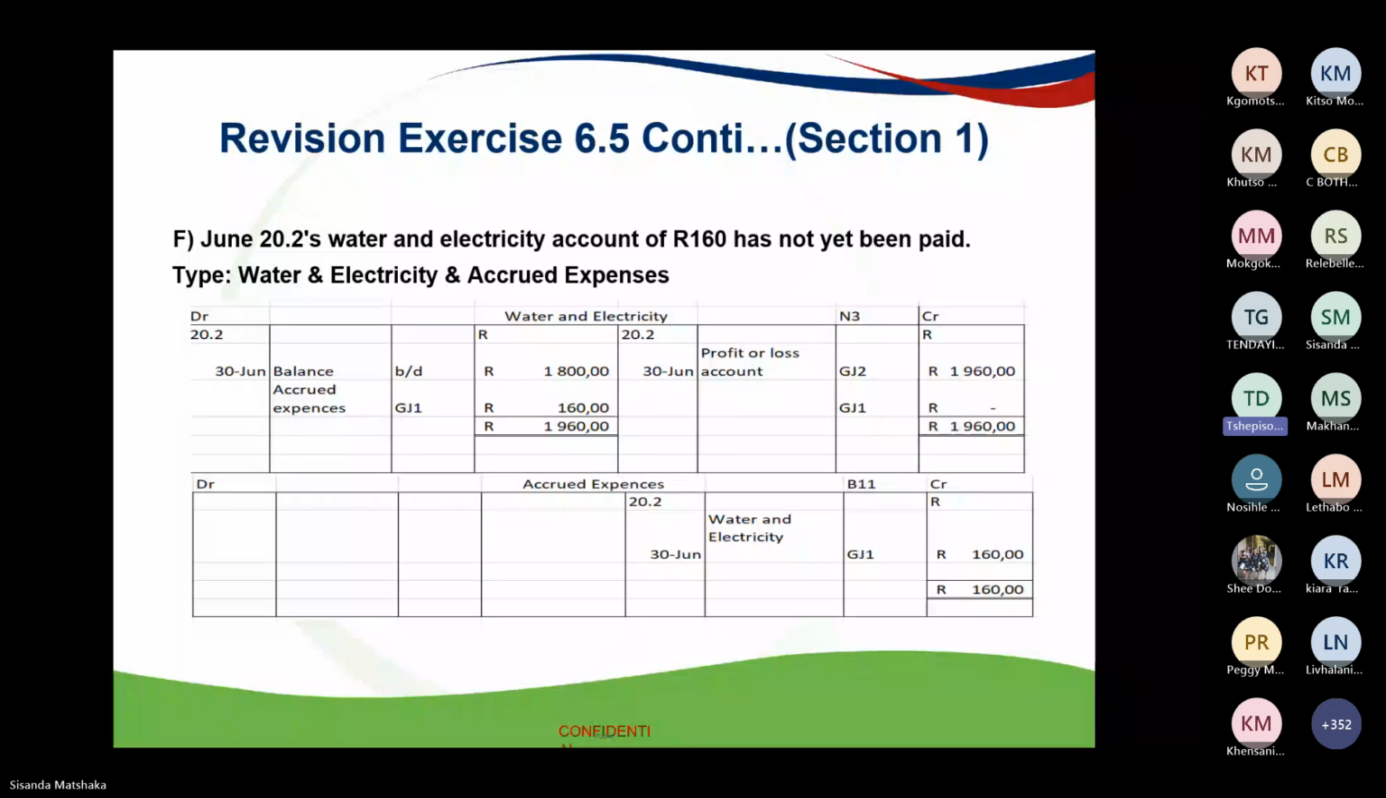So you will then debit your water and electricity account, which is an expense, and then you also credit your accrued expenses of 160. Hence, you see that the general ledger is reflected as above, that it affects two accounts. It affects your water and electricity, and it also affects your accrued expenses. Okay, go to the next slide.